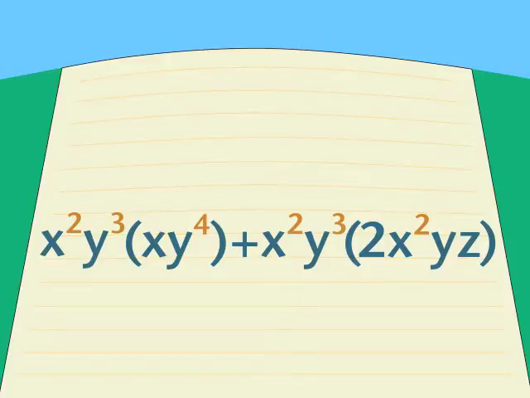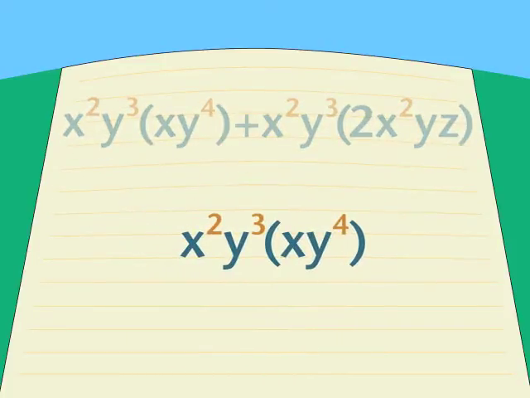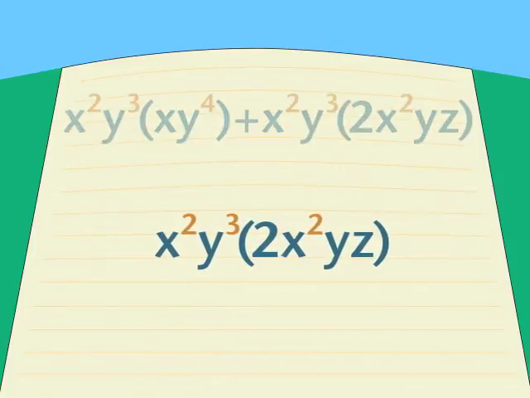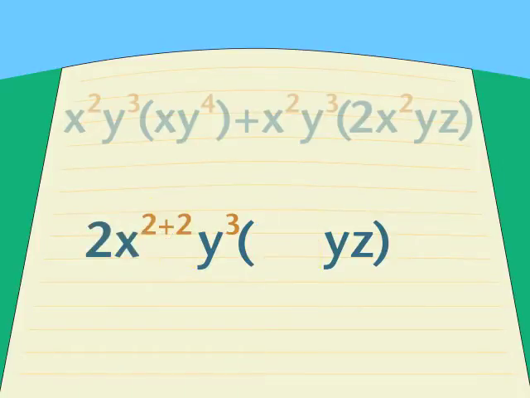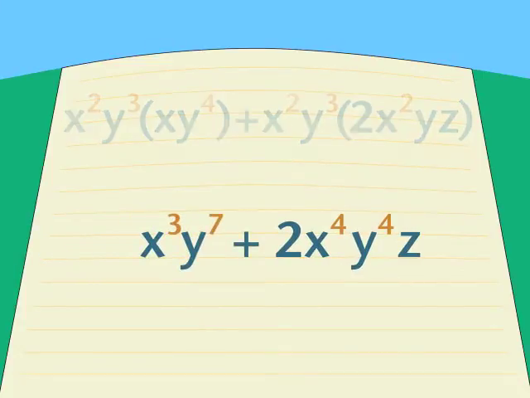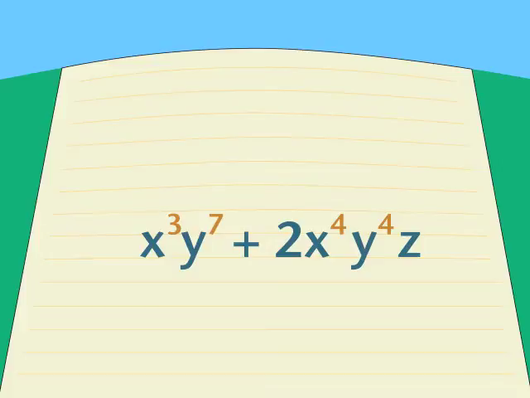Let's do them separately. Expression 1, we use the multiplication rule, so we add exponents. Expression 2, same thing. X's first, then y's. And the z doesn't change. We put the two parts back together for an answer, the combination of these two unlike expressions which cannot be further simplified. Think you got it?